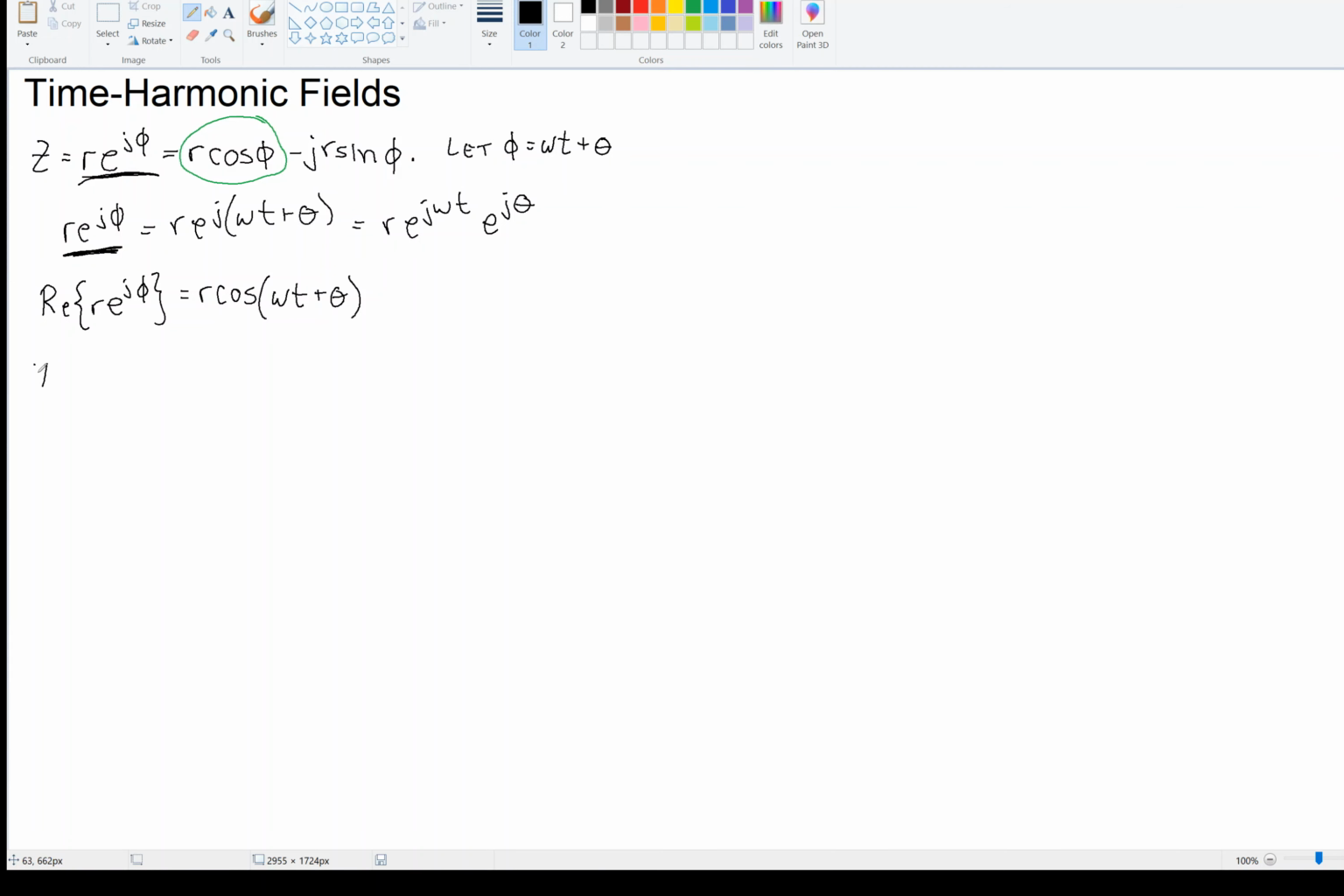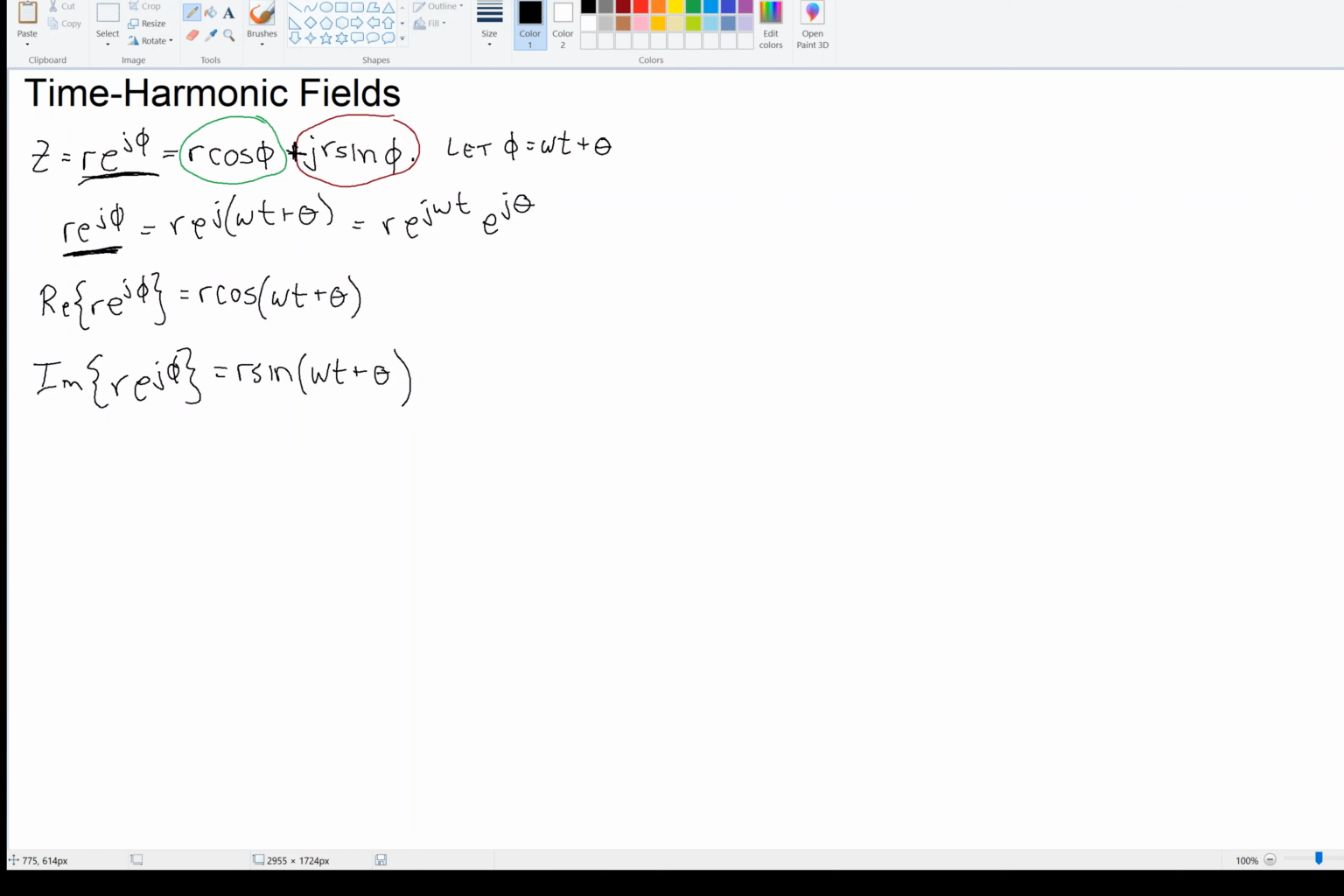And similarly, the imaginary part of r e to the j phi, according to Euler, by the way, that should be a plus sign, not a minus sign, is equal to r sine phi. So there's nothing imaginary going on here. It's a poor choice of name, I think, but we're using complex numbers or complex functions to represent sines and cosines, and the reason we do that will become clear in a few minutes.